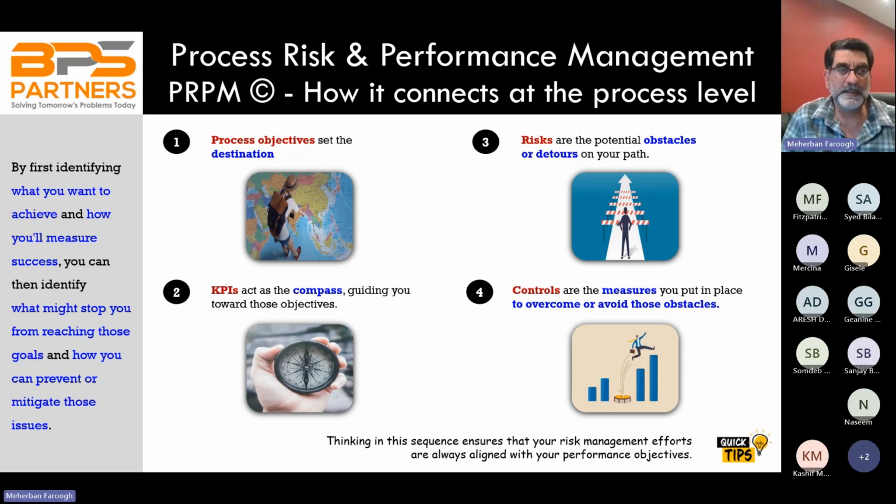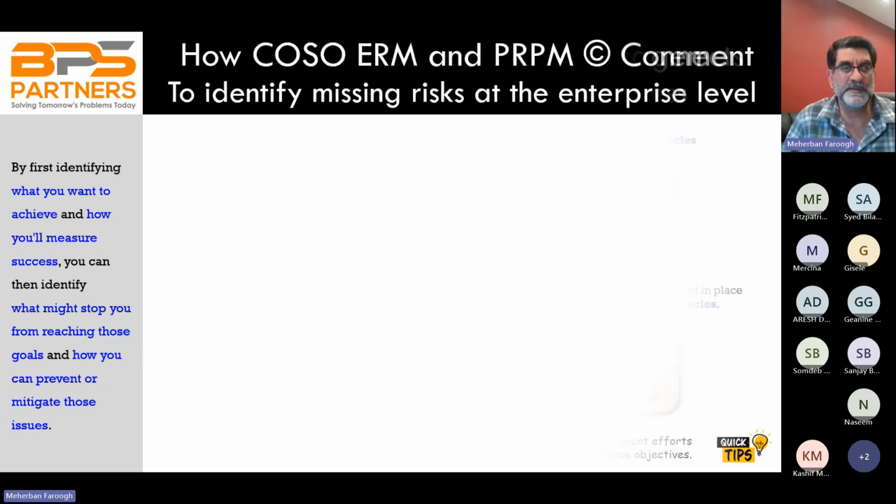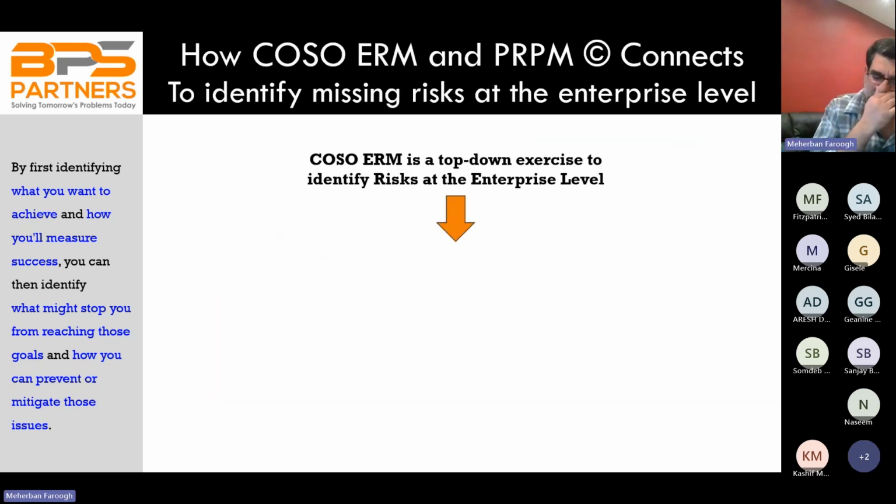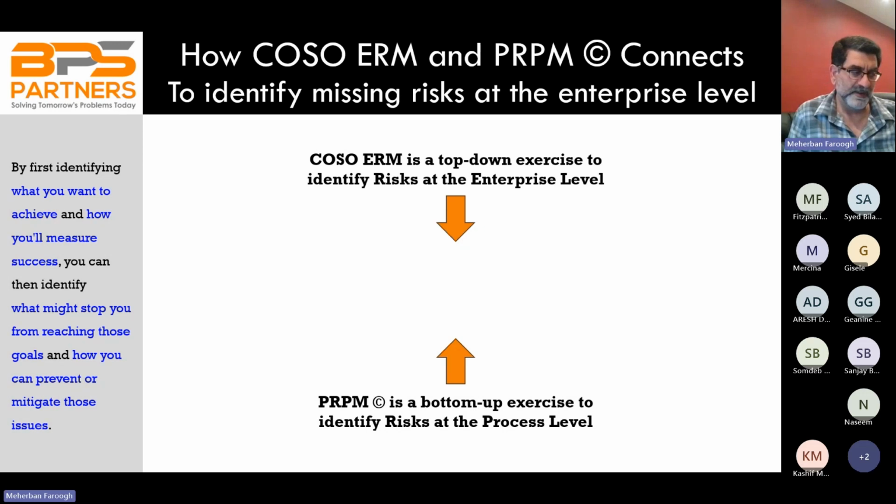So putting thinking in the sequence ensures that your risk management efforts are always aligned with your performance objectives. Someone recently asked me, how does it connect to ERM? The best way I can explain it is that COSO ERM is a top-down exercise. You're definitely not doing process documentation. It's a top-down approach of identifying risks at the enterprise level, while identifying your risks and performance metrics at the process level is a bottoms-up exercise, right?